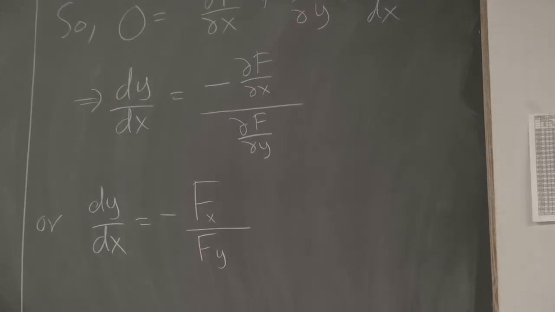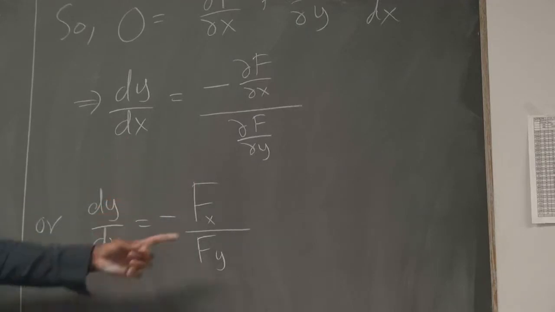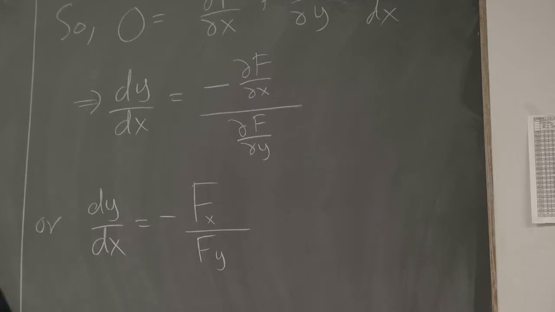Right? So now you can cut out all the algebra middleman. You don't have to do it. Take the partial with respect to x, put it on top, partial with respect to y, put it on bottom, put a negative sign. Done. Implicit differentiation.